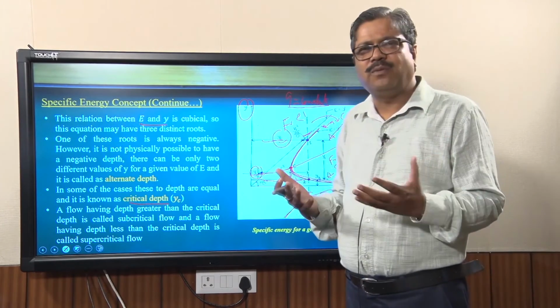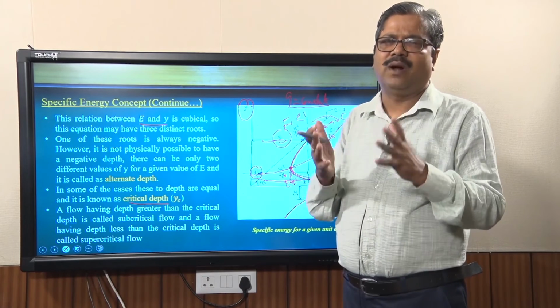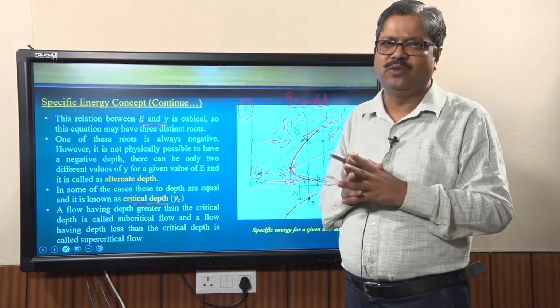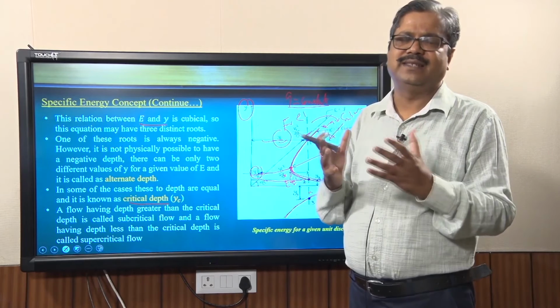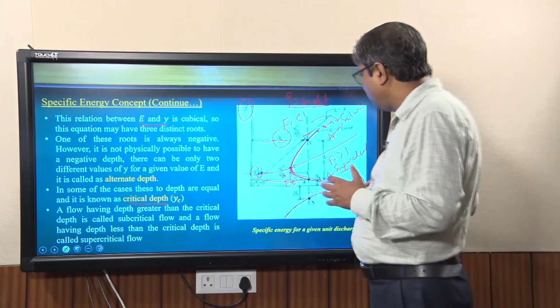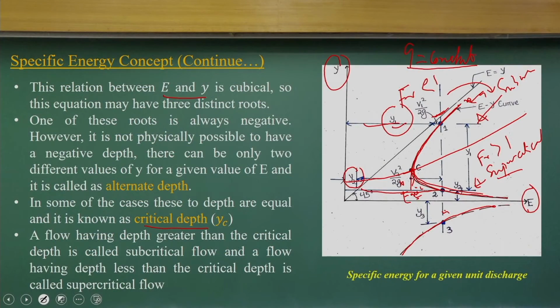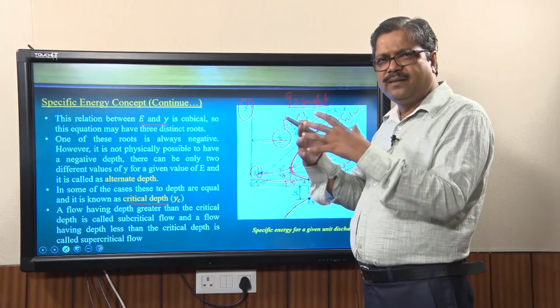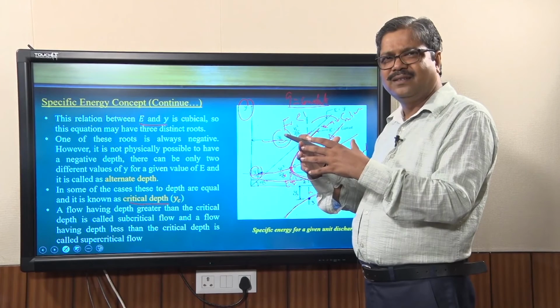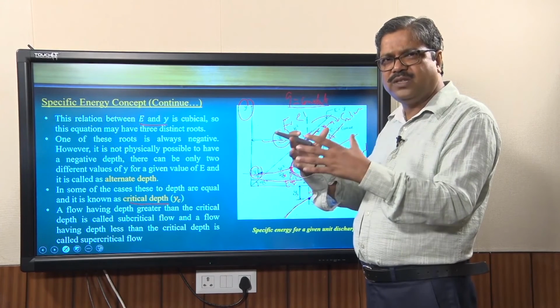So whenever you get a problem, try to understand what energy components we are using and how these energies vary with respect to the flow depth, which is the specific energy curve. Very interestingly, it indicates there is a minimum point, which is where the minimum specific energy happens. Beyond that, flow is not possible.